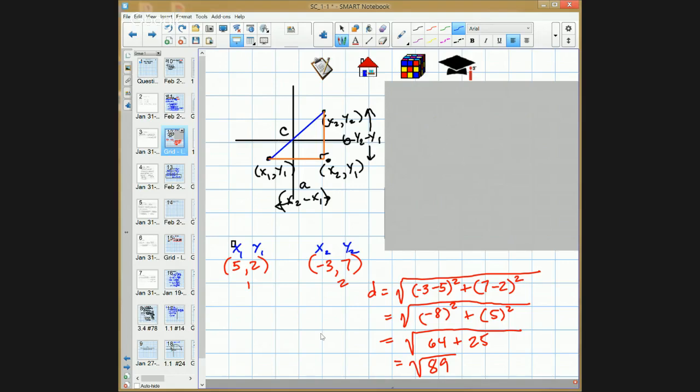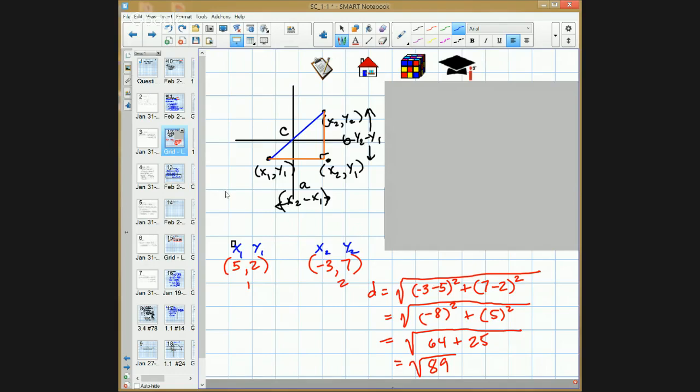Is there anything we can do to simplify the square root of 89? That is, is there any perfect square number that could divide evenly into 89? Like 2 squared is 4. Does 4 divide into 89? No. 5 squared is 25. Does that divide into 89? No. 6 squared is 36. You know what I mean? You would just check through that list and you won't find any in this case.